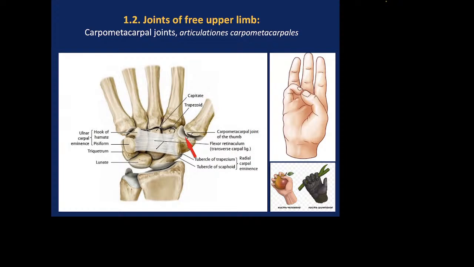Here is the isolated cavity of the carpometacarpal joint of the thumb, and you see the opposition and reposition, which is a unique feature of the human wrist.